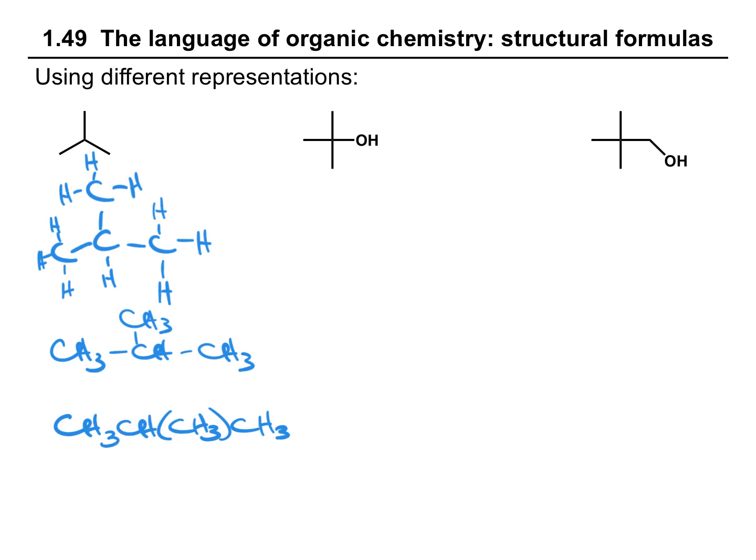Sometimes you will see a semi-condensed formula. So these 3 will be condensed, but this branch will be shown more explicitly. But sometimes you'll see it even more condensed, where you will write the CH and then in parentheses 3 CH3 groups. So the way we're focusing on this, it's like we're looking at this CH connected to 1, 2, 3 CH3 groups. For our next example, let's take a look at this alcohol.